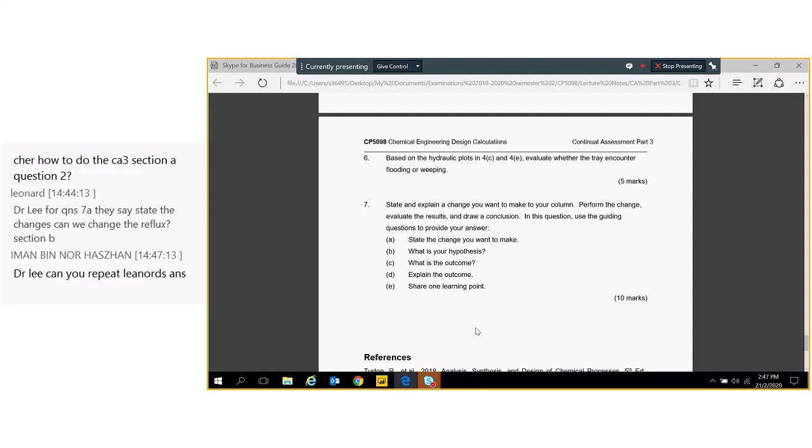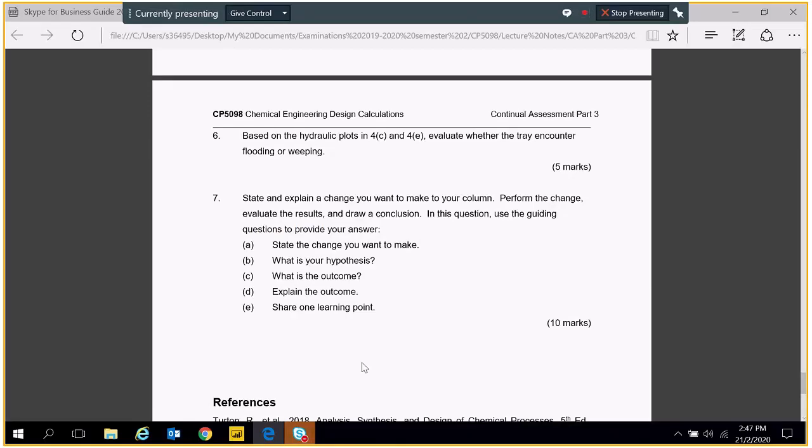But the important thing is not whether your hypothesis is right or not. The important thing is that you know what you're doing. Do you understand what you're doing? If you understand, it doesn't matter whether your hypothesis is right or wrong. You can still explain the outcome, which is part D.